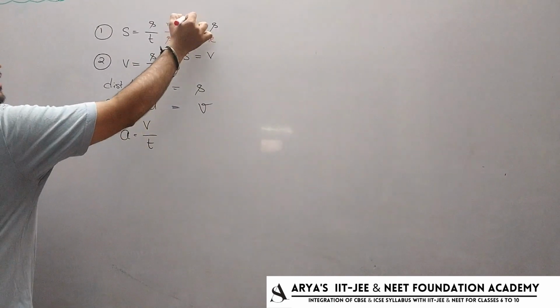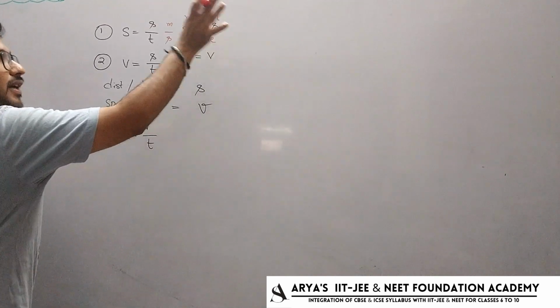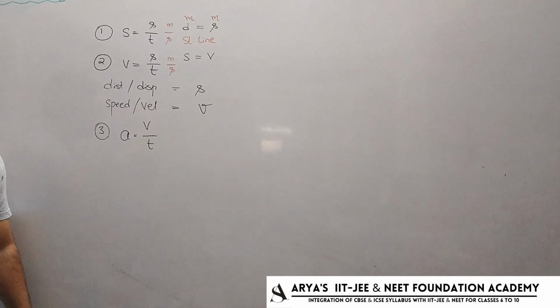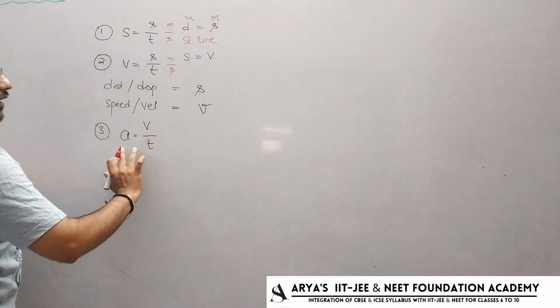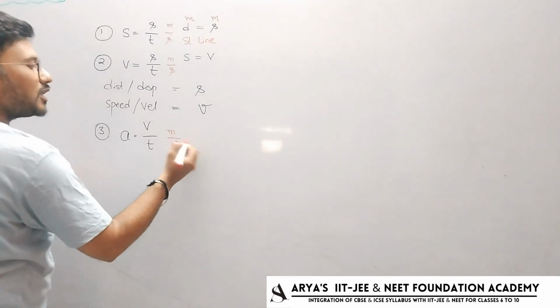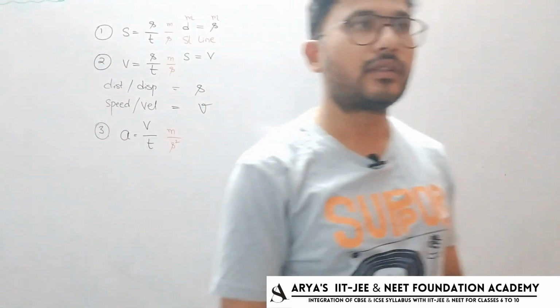For distance SI unit is meter. For displacement SI unit is meter. Displacement and distance, both are same. Then acceleration SI unit is meter per second square. Meter per second square.